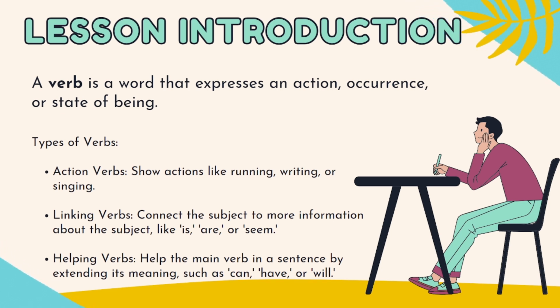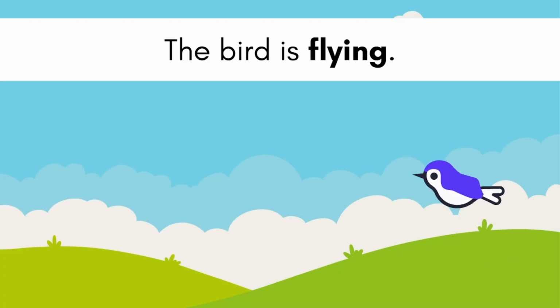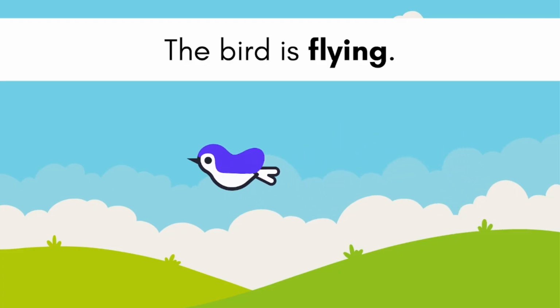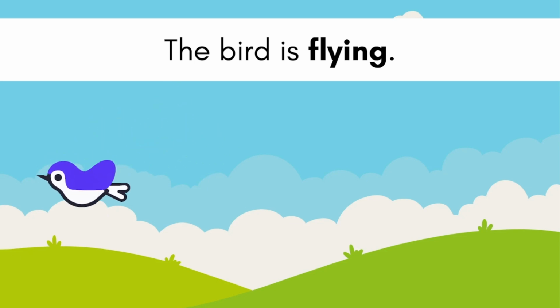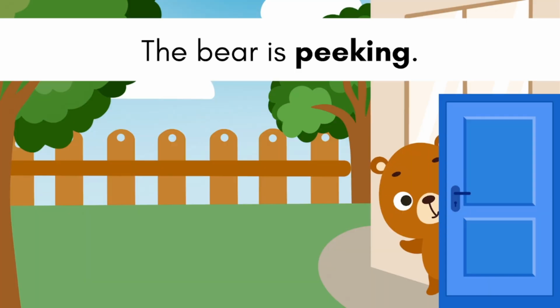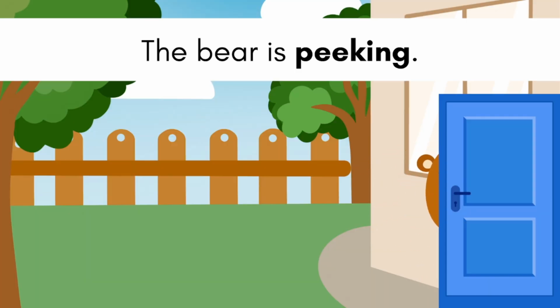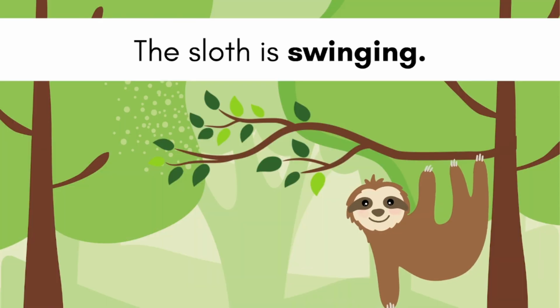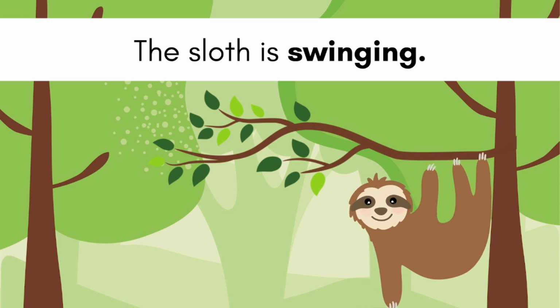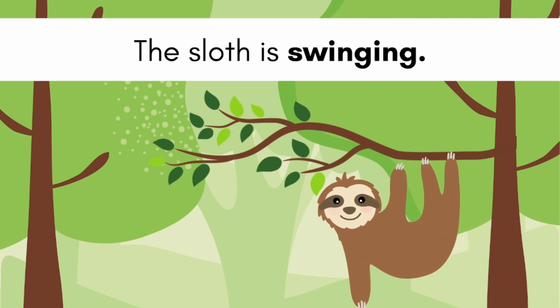Let us look at some more examples so that you will have a better understanding of our topic. The first example is the bird is flying. As you can see, the verb in the sentence is flying. The second example is the bear is picking. The verb in the sentence is the word picking. The third sentence is the sloth is swinging. The verb in the sentence is swinging.